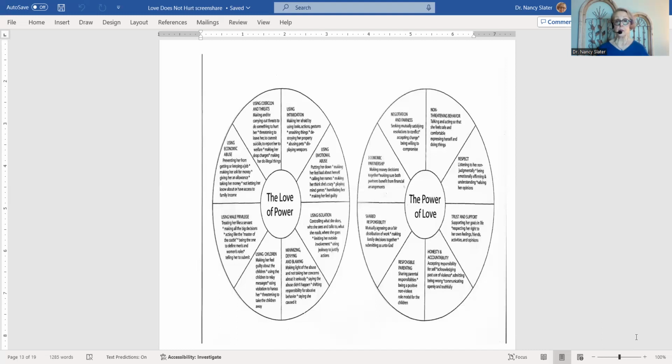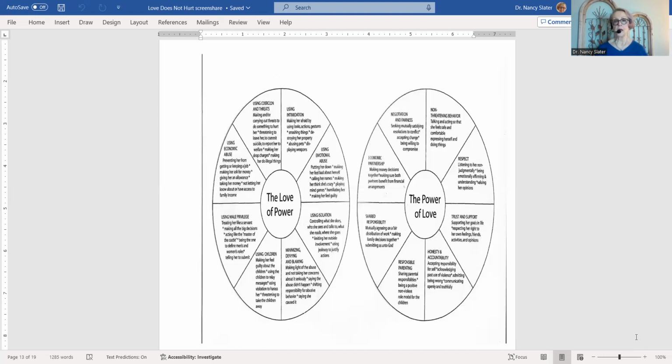Using economic abuse, I'm on the upper left now. Instead, in the power of love, using economic partnership. How wonderful would that be? Where there's writing budgets and setting spending limits and saving for a new house or saving for a vacation or saving for a new car together.